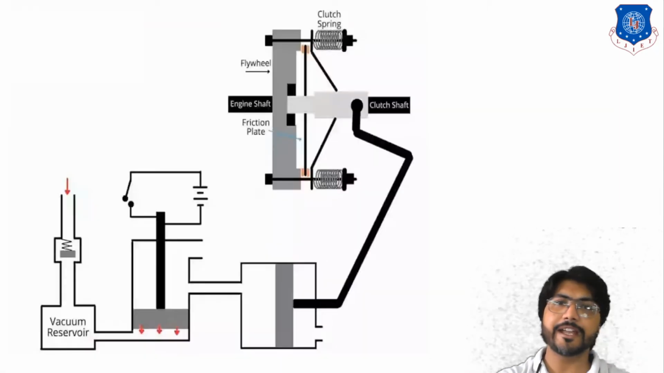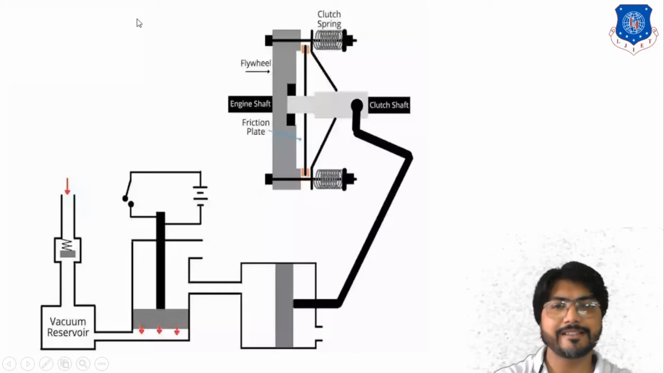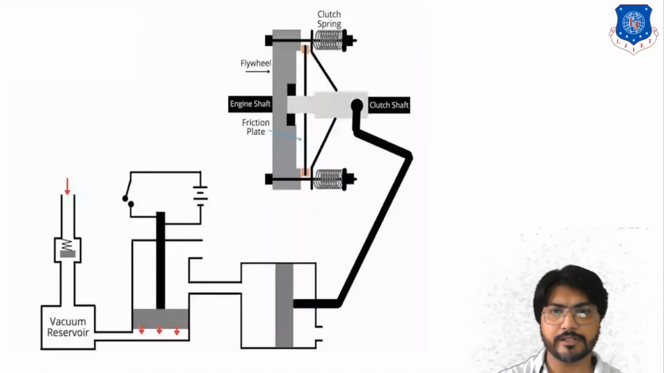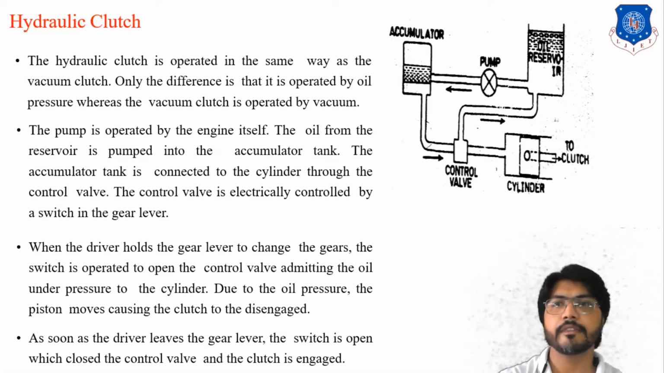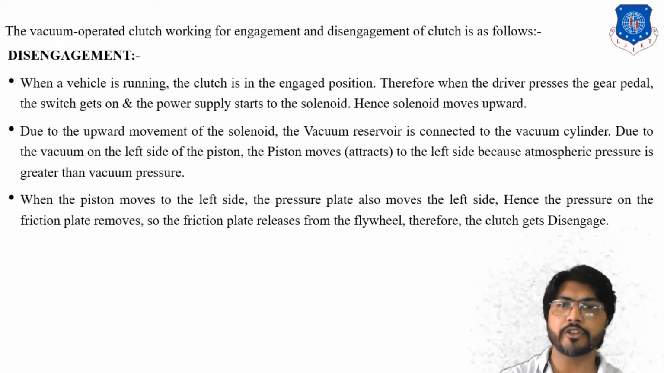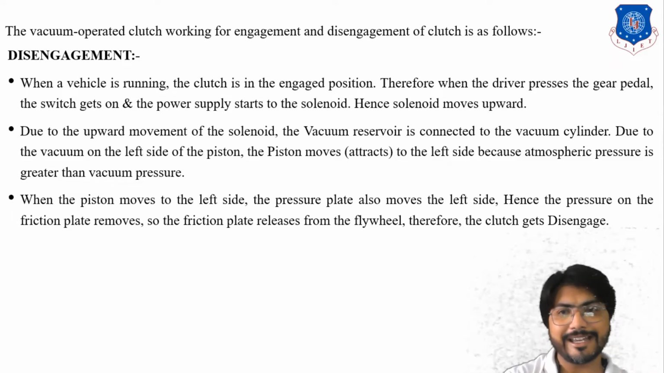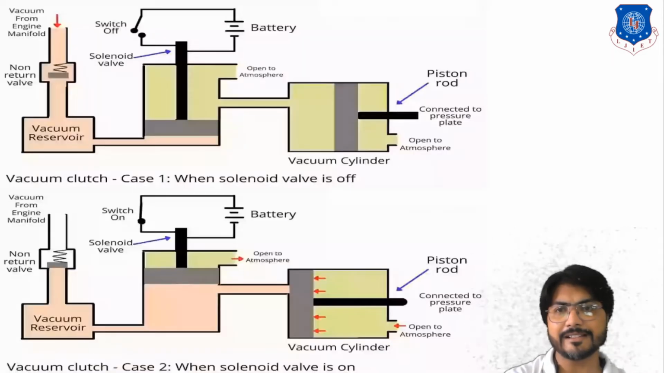This is the layout diagram from the exam point of view. This is a vacuum reservoir, so you can draw it in the exam. This is the vacuum clutch. Next is the theory of how it operates and the disengage conditions, which you can write easily in the exam, as I already explained in the previous slides.